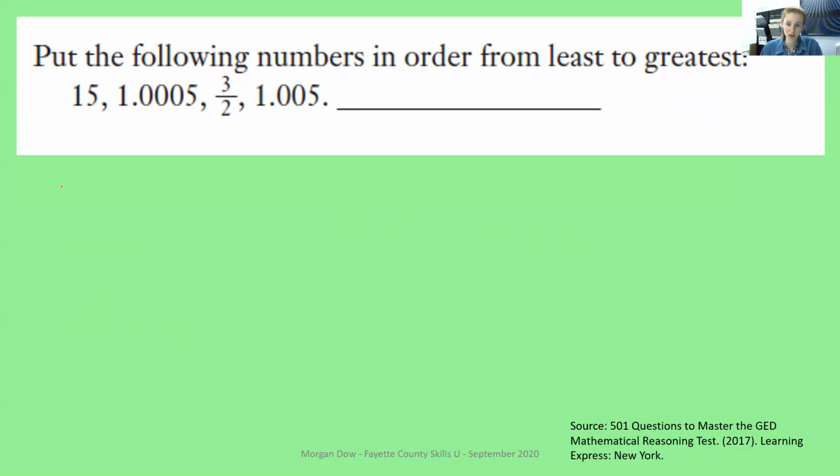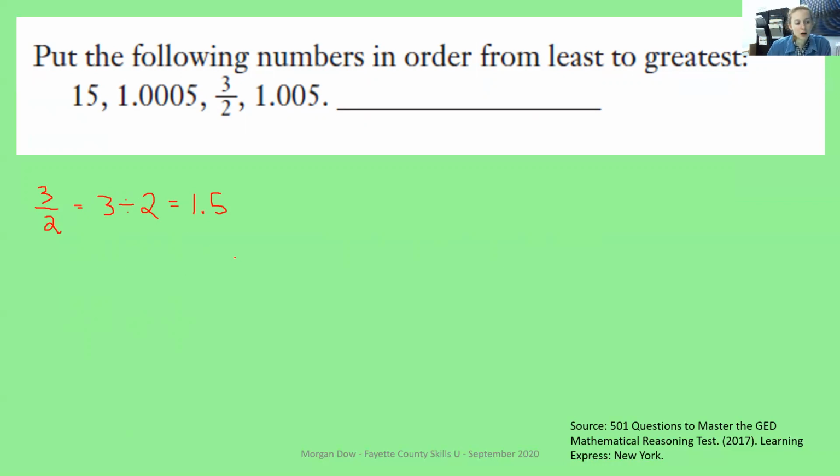How do you take a fraction and change it into a decimal? You divide. So 3/2, 3 divided by 2 is 1.5, right? If you have $3 and you split it up amongst 2 people, each person gets $1.50. They get $1.5.